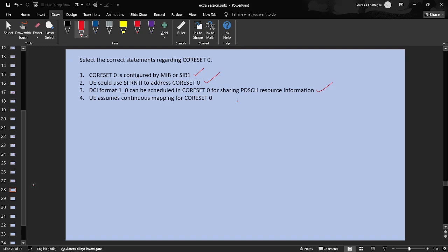And what about the fourth one? It assumes continuous mapping. It assumes interleaved mapping, not continuous mapping. For code set 0, since the channel information is not known, it's safer to go for interleaved mapping, because the base station does not really have an idea whether the user channel is good or bad over what frequency, so it cannot go for continuous. So this option is wrong, it should be interleaved.